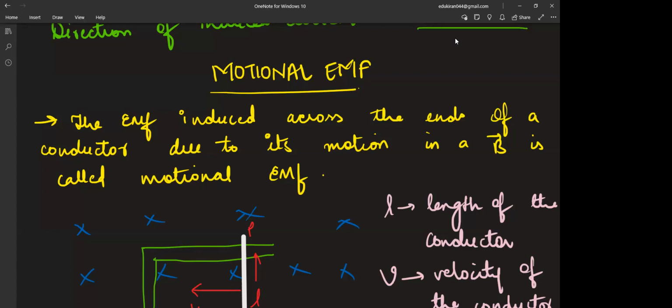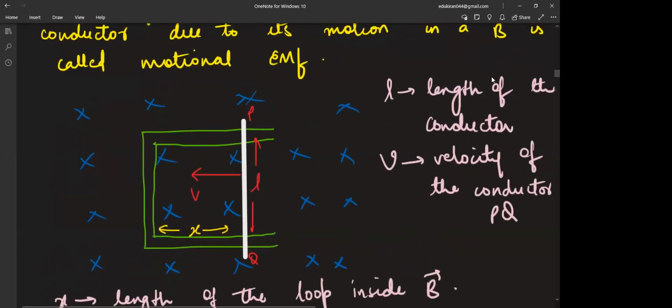Second, we have motional EMF. The EMF induced across the ends of a conductor due to its motion in a magnetic field is called motional EMF. Motional EMF means your conductor is moving with a certain velocity, so the EMF now generated in your circuit we call motional EMF.